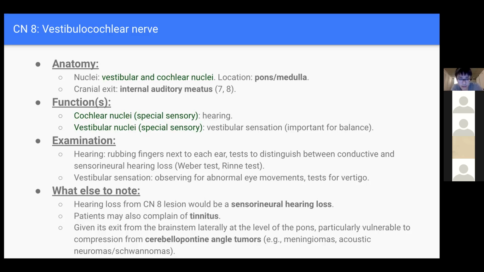So what else to note? Apart from hearing loss and vertigo, they might also complain of tinnitus. So that's like when you hear ringing in your ears.